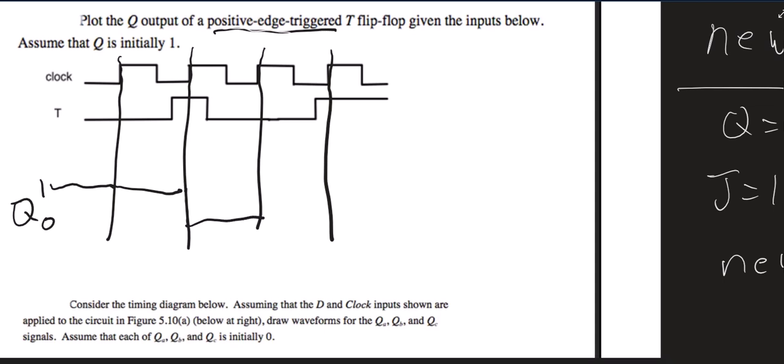And then I don't change until I get to the next edge of the clock. And at the next edge of the clock, T is 0, so no change. And at the next edge of the clock, T is 1 again, so I'm going to toggle. So this time I'll go from 0 to 1.